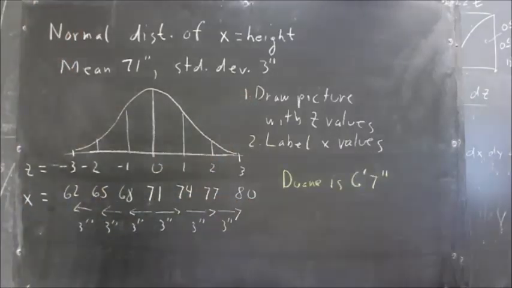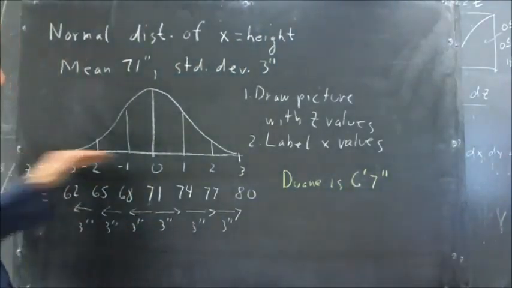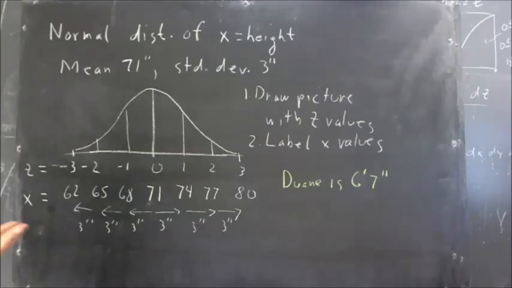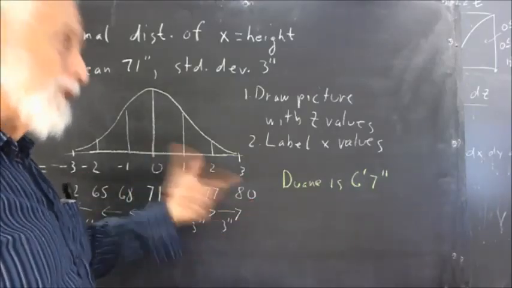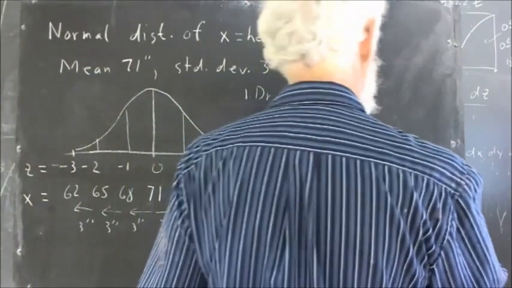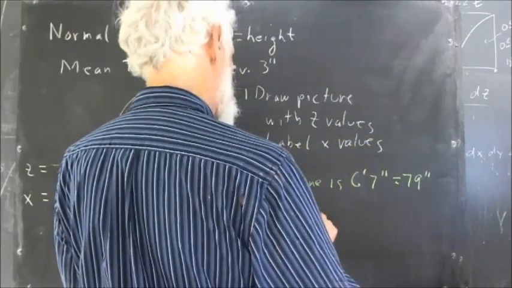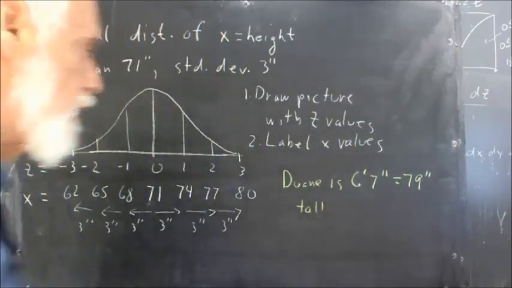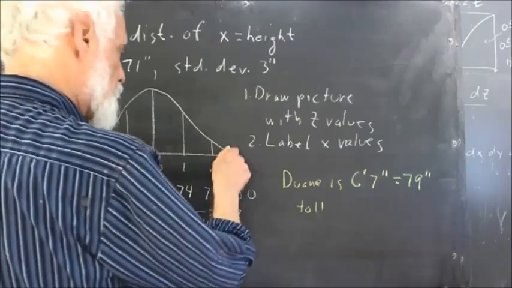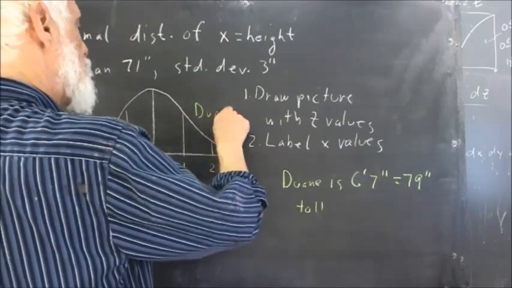Okay, now Dwayne volunteered his height. Dwayne is a big, tall guy. Okay, he's 6'7". So where is Dwayne on this scale here? Well, 6'7" is 6 feet is 72 inches. 7 and 72 is 79 inches. 79 inches tall. So here's Dwayne's height right here. Okay, so here's Dwayne.